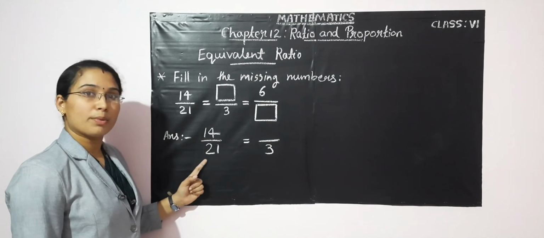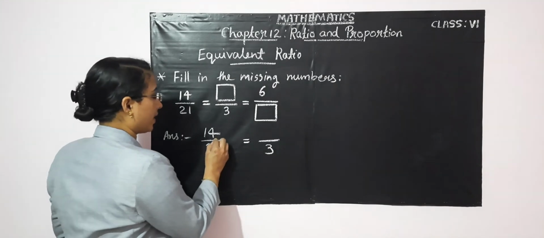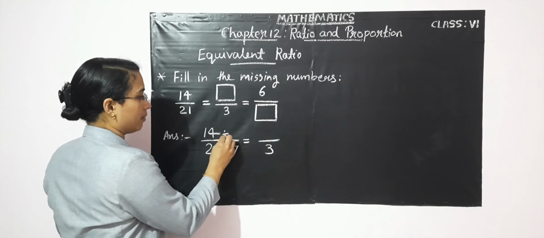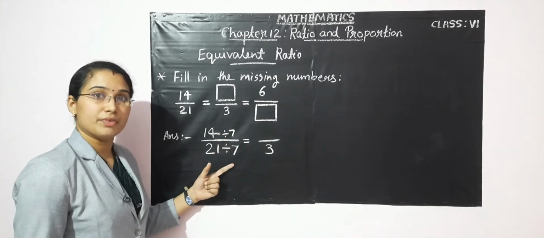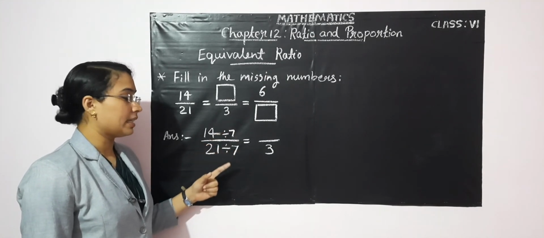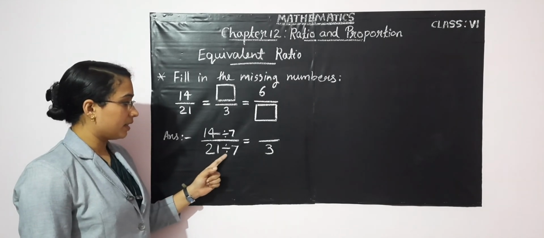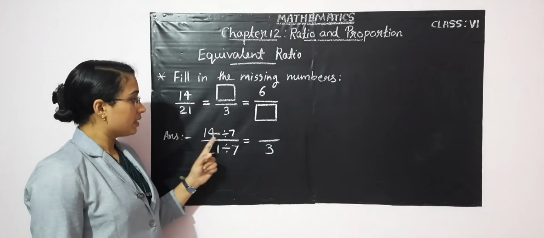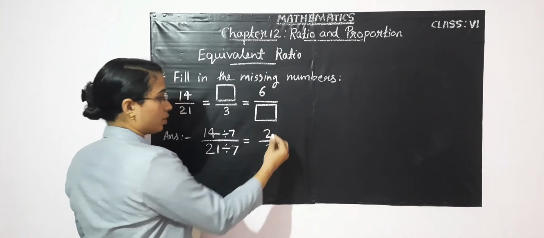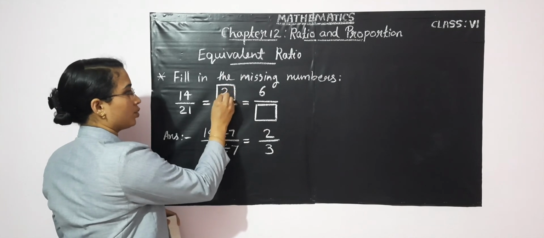Here numerator and denominator are given. So we can use division by 7. Okay. So here we can use 21 divided by 7 and 14 divided by 7. Because we know for division we need to use the same number. Numerator and denominator we need to divide with the same number. So 21 divided by 7 gives 3. So what is 14 divided by 7? 14 divided by 7 gives 2. So the missing number in the second fraction is 2. So here we can write 2.